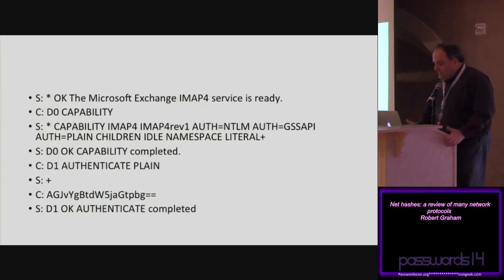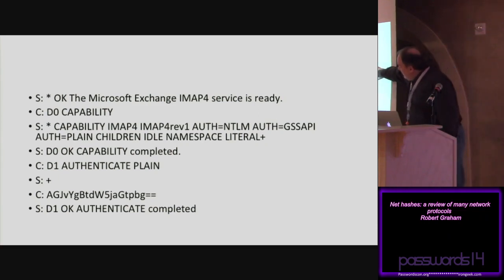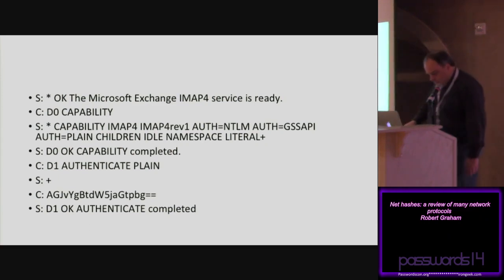So here's another example. In this case, it's IMAP4, another way of grabbing email from the server. And again, the server tells us, I do a capability command, and it tells me, okay, here are my capabilities. For authentication, I support NTLM, GSSAPI, plain. Those are the three authentication techniques it supports. And then here's an example of doing just the authentication plain, and then it tells me, okay, I've logged in.